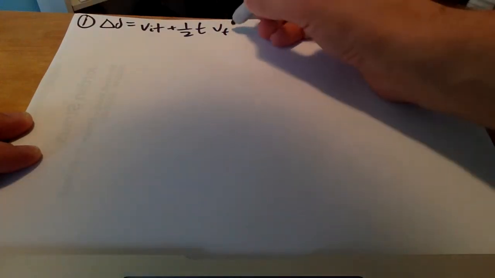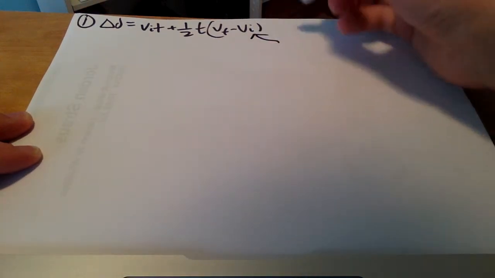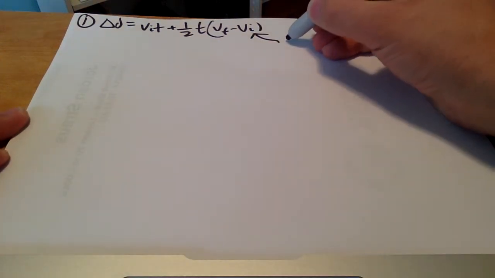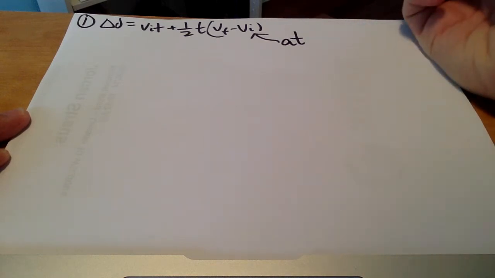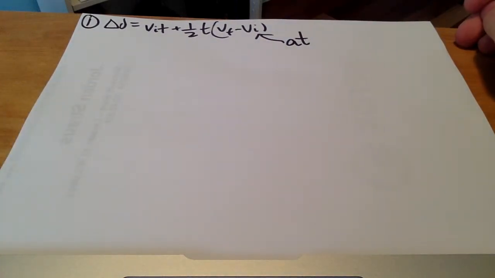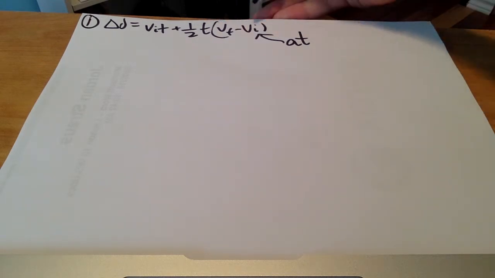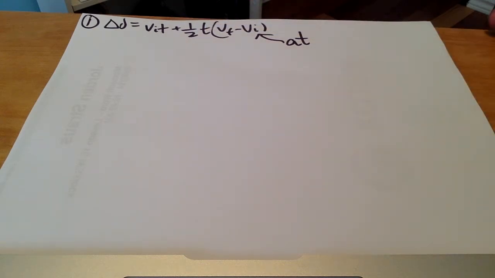And here we had VF minus VI. And what we did here is we made a substitution for VF minus VI, and we called that AT. What we're going to do to derive equation 1 is we're not going to make that substitution. We're actually just going to expand 1/2 t into the brackets and collect like terms, and that's going to give us our first equation.